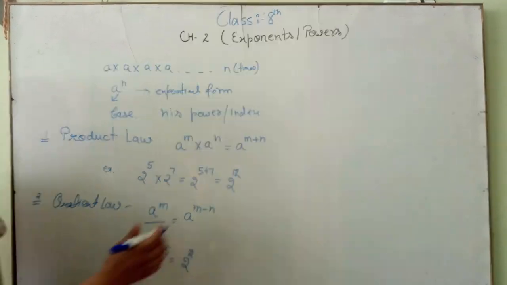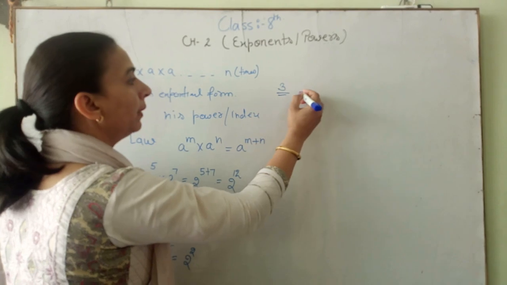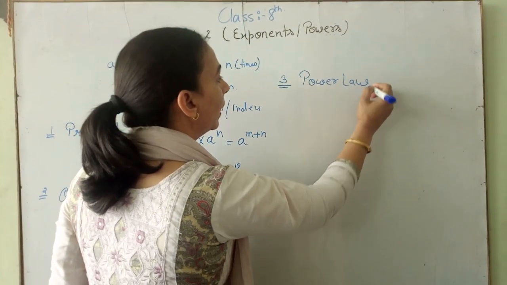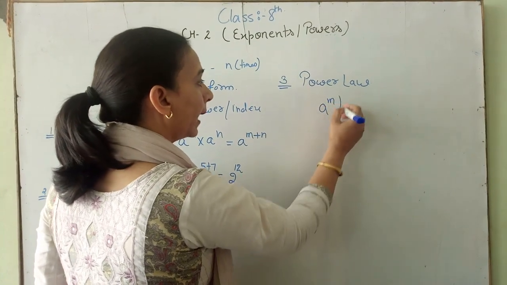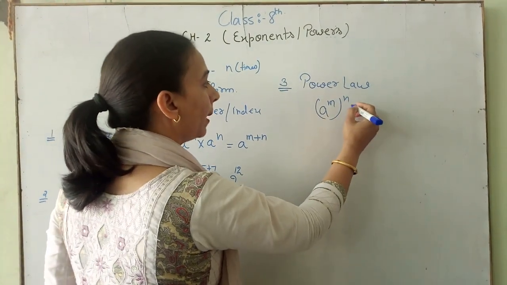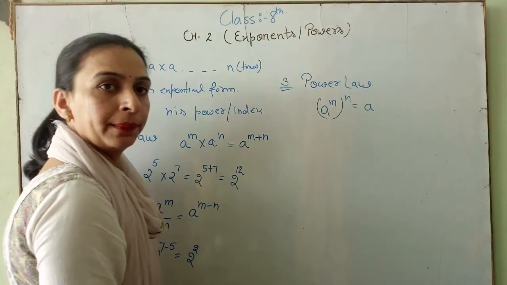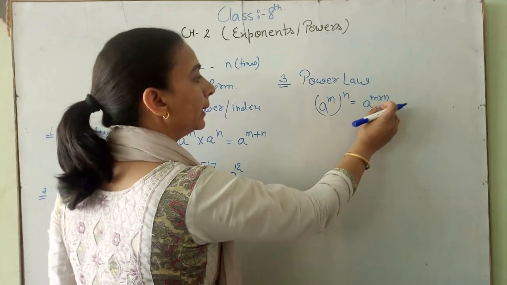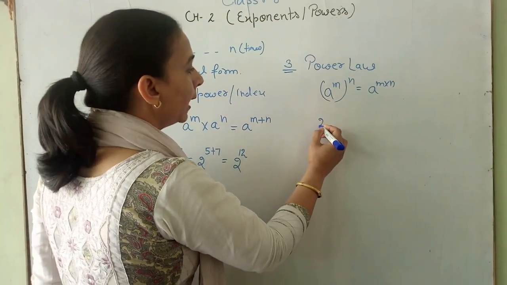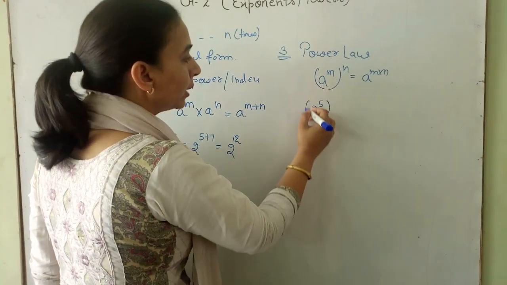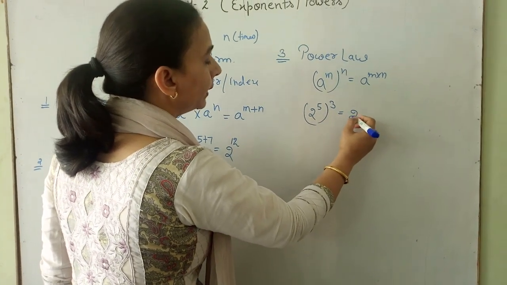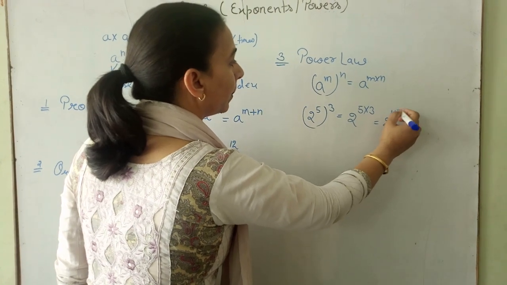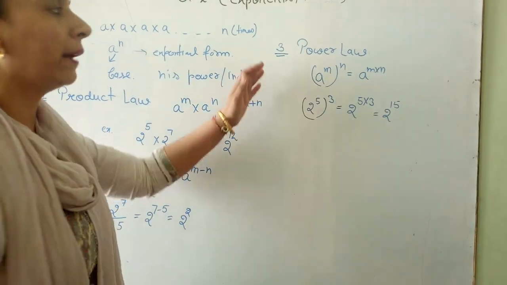Then next, third, power law. If a raised to the power m is completely raised to the power n, then the powers should be multiplied, m multiplied by n. For example, 2 raised to the power 5, all raised to the power 3, can be written as 2 raised to the power 5 multiplied by 3, and this is equal to 2 raised to the power 15. This is our power law.